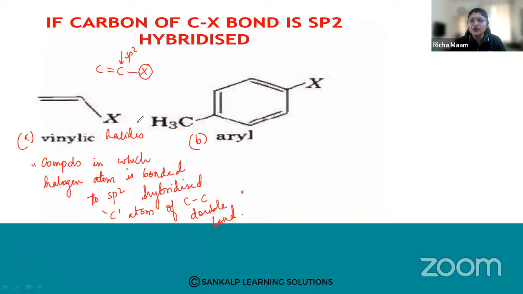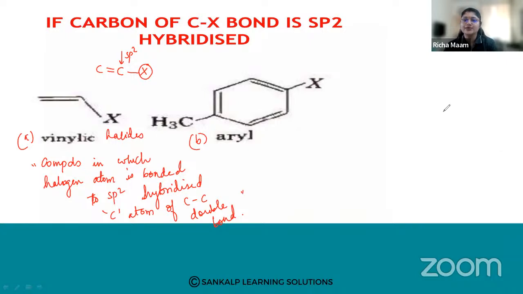Don't get confused. I hope you are writing down the definitions, so that you don't get confused. Compounds in which the halogen atom is bonded to an sp2 hybridized carbon atom of a C=C double bond are called vinylic halides. Next is aryl halides. What do you mean by aryl halides?